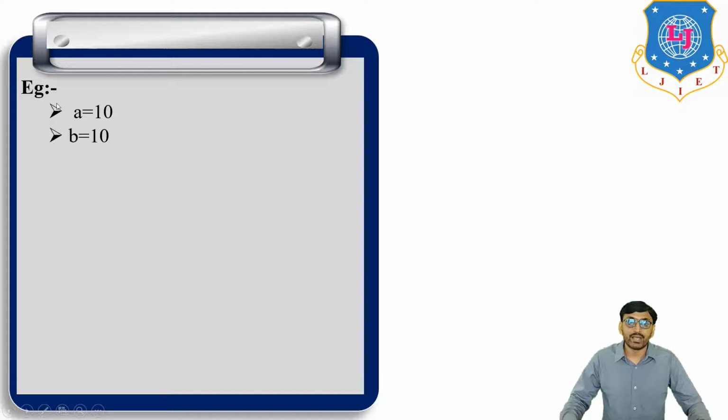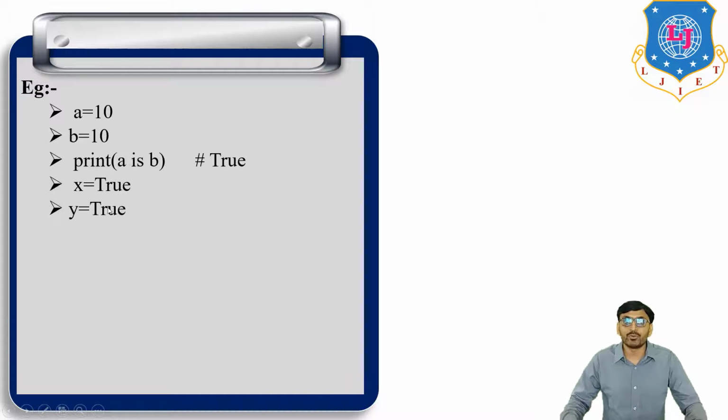Then, for example, a is equal to 10, b is equal to 10. So print a is b gives true, because a is equal to 10 and b is equal to 10. Both a and b are pointing toward the same object, 10. So it is true. Then x is equal to True, y is equal to True. Print x is not y. No, x is y, so it is false.